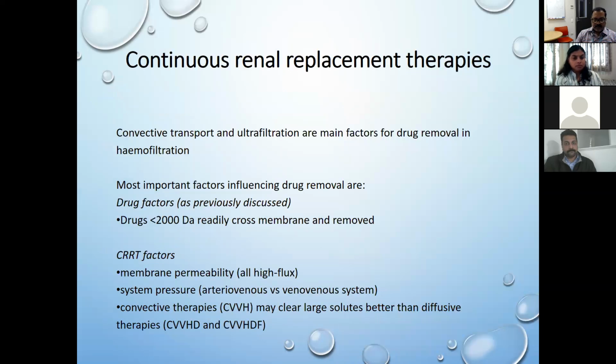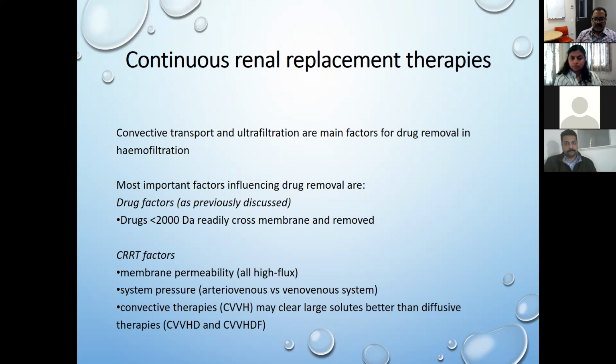All right, the next slide is about continuous renal replacement therapy. This is where convective transport and ultrafiltration are the main factors for drug removal, and hemofiltration, as we've just talked about. Most important factors influencing drug removal are the drug factors we've previously discussed, and also drug size, so drugs less than 2,000 Daltons readily cross the membrane and are removed.